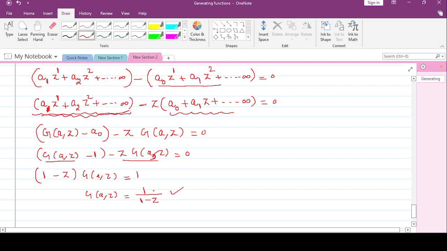If you are asked to give only the generating function, then our question finishes here. But if you are asked for the sequence, because you were given a recurrence relation, and in the case of a recurrence relation the solution is always written as a_n equals something. Here the sequence for this is 1. Whenever this is the generating function, the corresponding sequence is 1. So this is the answer of the problem.